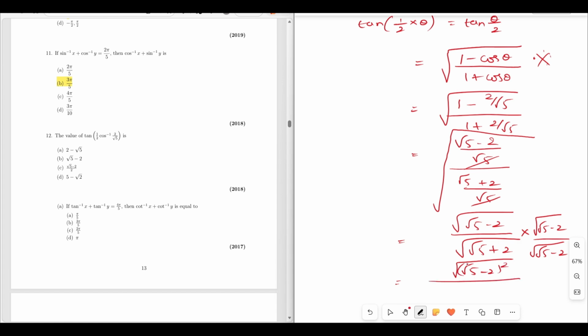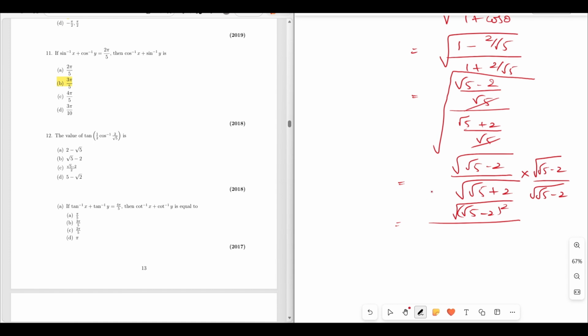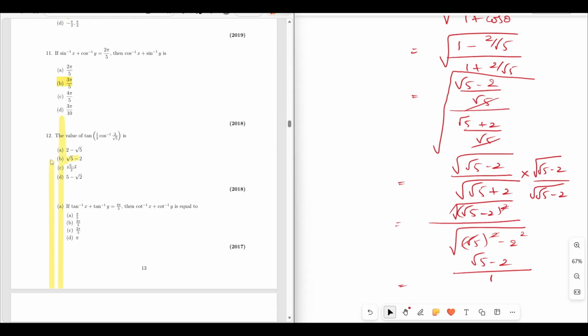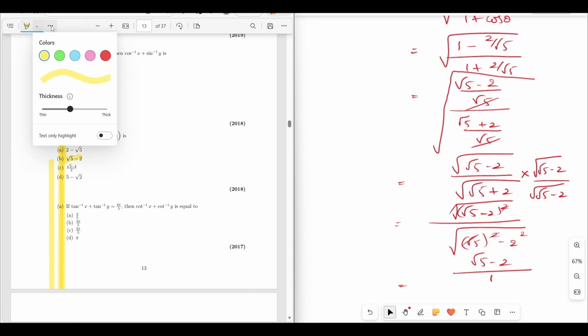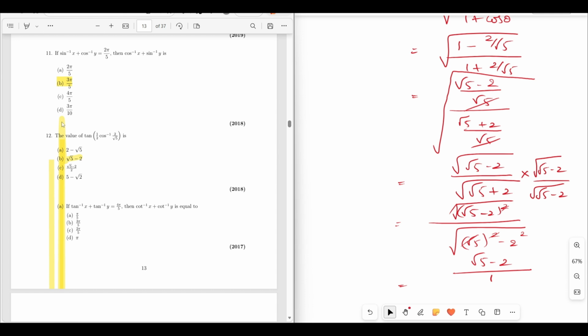So now when you look into the denominator, it is a plus b into a minus b. So you get root of a square minus b square. So now square and square root gets cancelled. Root 5 minus 2 divided by root 5 whole square. Square and square root gets cancelled. 5, 2 square is 4, 5 minus 4 is 1. Root 1 is 1. So the answer will be root 5 minus 2, which is option B. Okay.